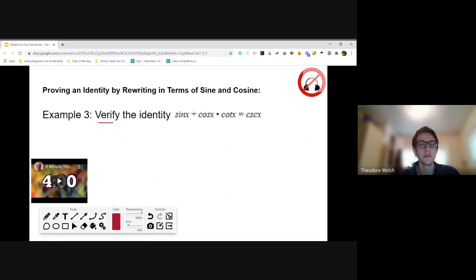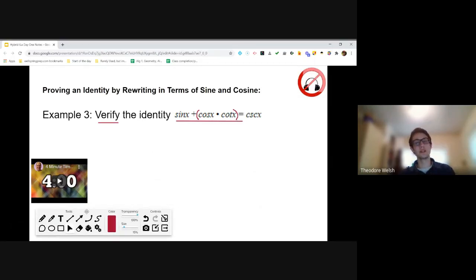So again, we're verifying, so that means prove. Sine plus cosine times cotangent equals cosecant of x. Keep in mind our order of operations. Multiplication comes before addition. So you could look at this or treat this problem like it looks like this. That may be beneficial to some of you.